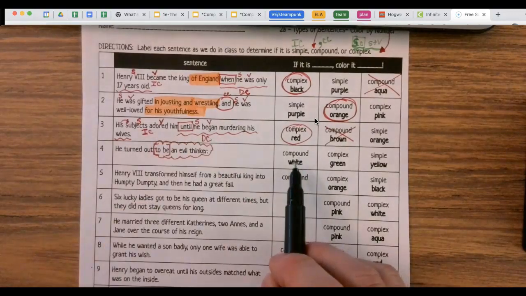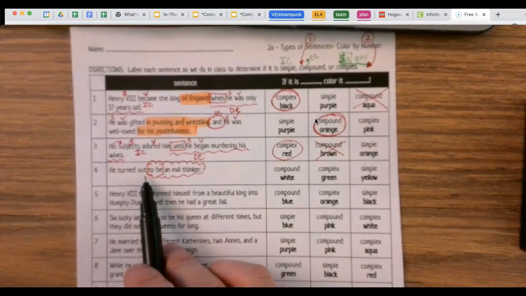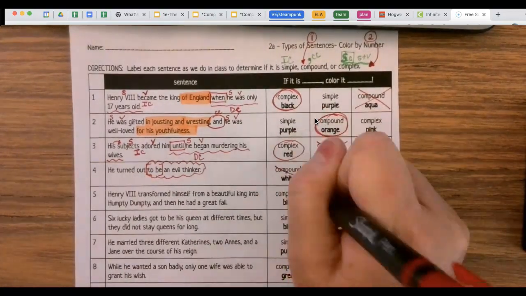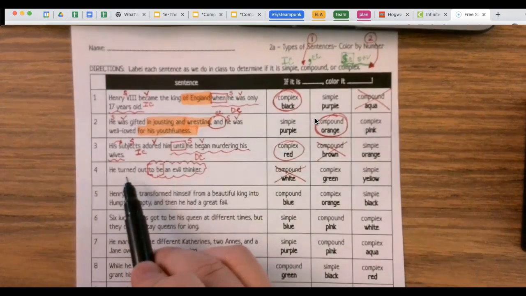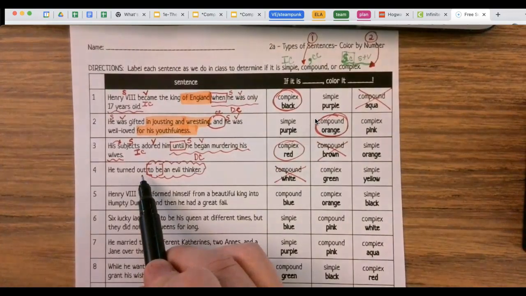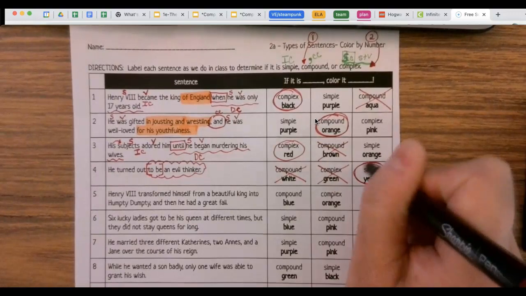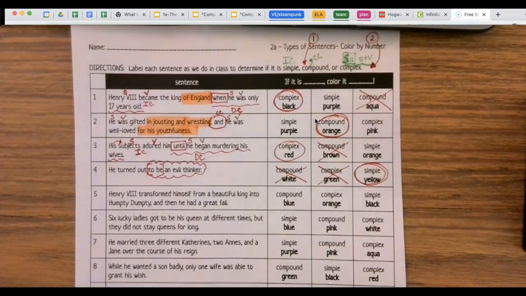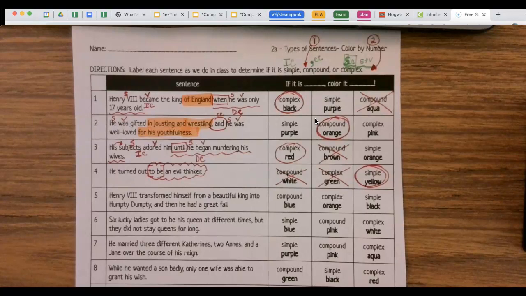So I'm going to first look to see, is it compound? Do I see a comma conjunction? I do not. So it's not compound. Then I'm going to look to see, is it complex? Are any of these words subordinating conjunctions? They are not. So that means that this sentence has to be simple. Since this is number 4, I'm going to go find all the 4's and color them in yellow.